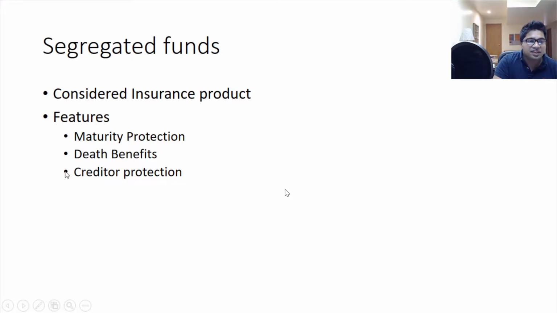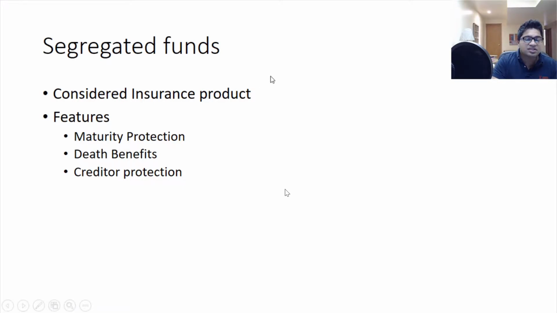A feature they have is maturity protection. The maturity amount is protected, it's guaranteed. The maturity amount is generally a percentage of the amount you invest. So a percentage of the amount you invest is always protected or guaranteed. There are death benefits. If the person on whose name the segregated fund is held dies, then the beneficiaries get certain death benefits.